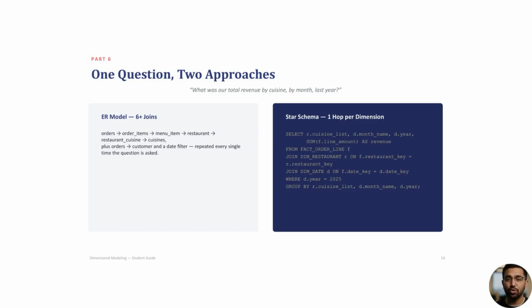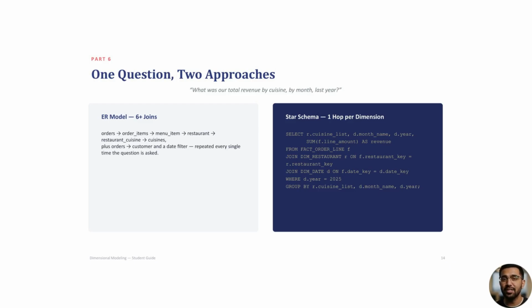Today, we'll explore two approaches to answer the question, what was our total revenue by cuisine by month last year? First, consider the entity relationship model approach, which involves over 6 joins. This method requires navigating through tables like orders, order_items, menu_item, restaurant, restaurant_cuisine, and cuisines, along with customer and date filters. Each query execution repeats this complex path.